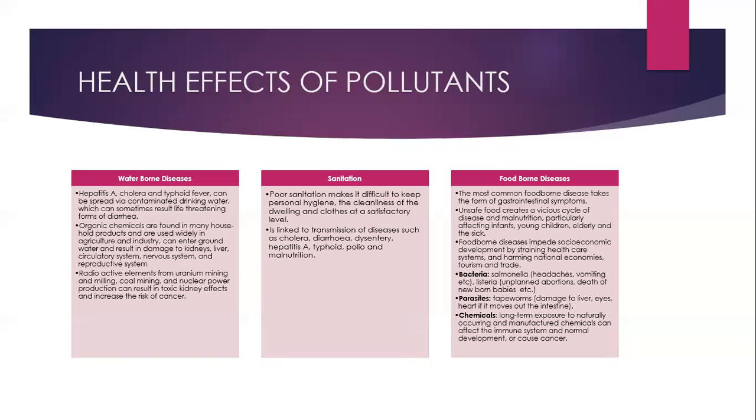Organic chemicals can be found in household products, and they are also used widely in agriculture and industry. These chemicals can enter your groundwater and result in kidney damage, liver damage. It affects your circulatory system, nervous system, reproductive system. You see how many body systems it can affect.